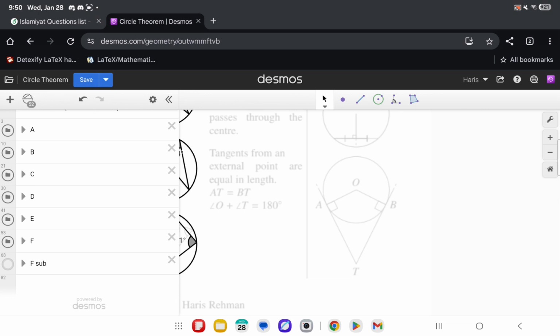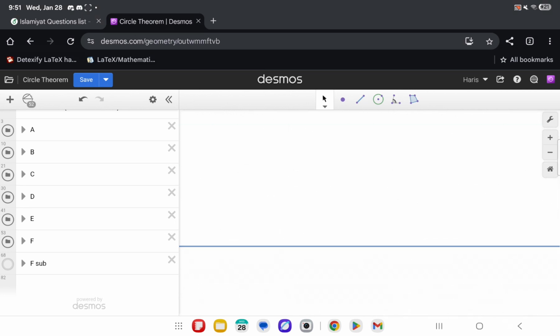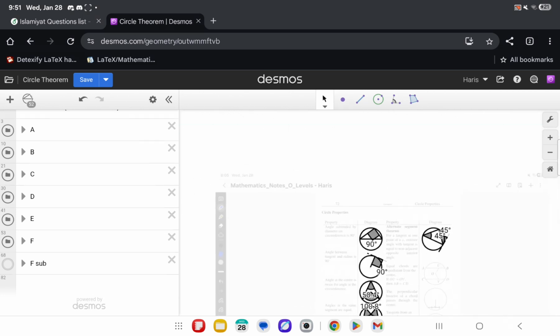I did not go to the hassle of drawing it because it's out of syllabus, but you can imagine that as your explanation. So these are all the rules in circle theorem.